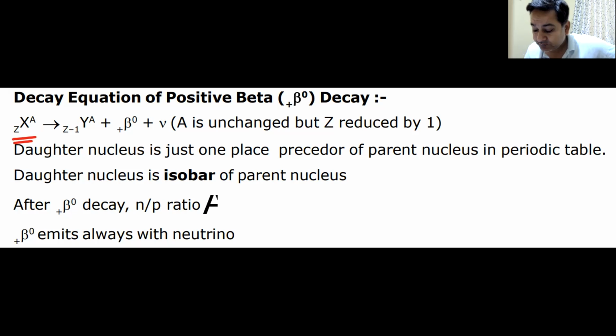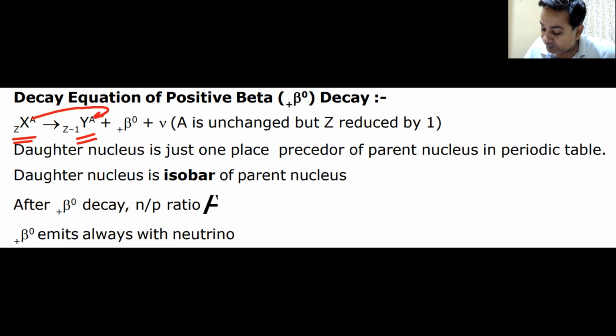This is your daughter. Yes or no? Yes, sir. What do you see about the mass number? Is it changing? No, sir. Because a proton converting into a neutron, or a neutron converting into a proton, the mass number remains the same.